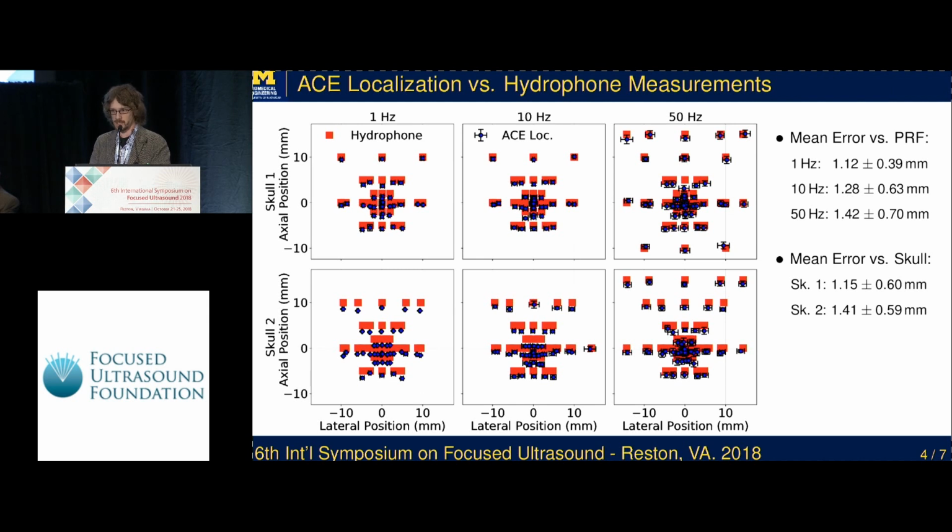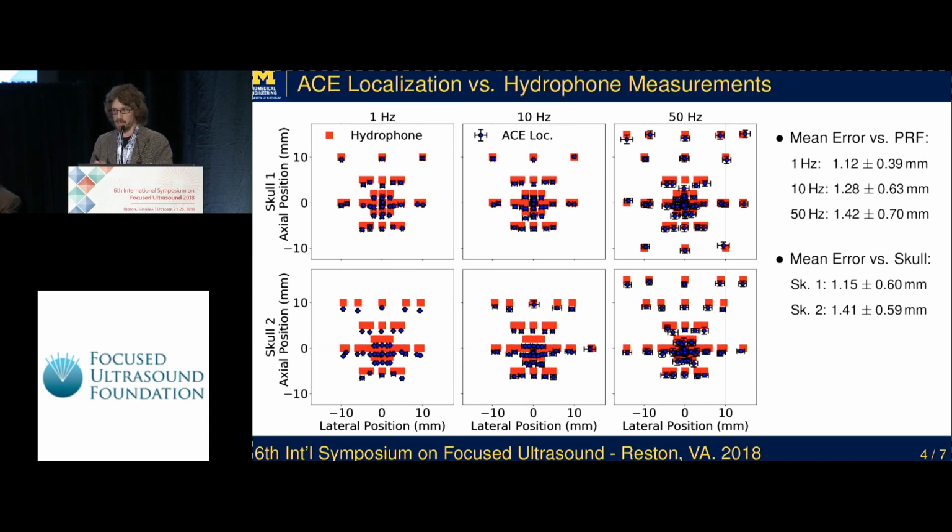Here you see some of the results of this localization algorithm. The first thing I'm going to present is the comparison of the localization versus hydrophone measurements. What you see here are the results through 2 separate skulls at 3 different PRFs. You can see in general that the localization you get from projecting these signals back is in very good agreement with the measurements from the hydrophone through both skulls and at all the different PRFs. In the lateral direction, the position of the bubbles is pretty spot on, but there's a prefocal axial shift in the localization compared to what the measurements from the hydrophone show.